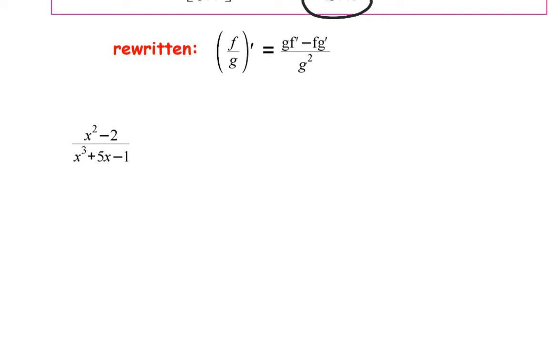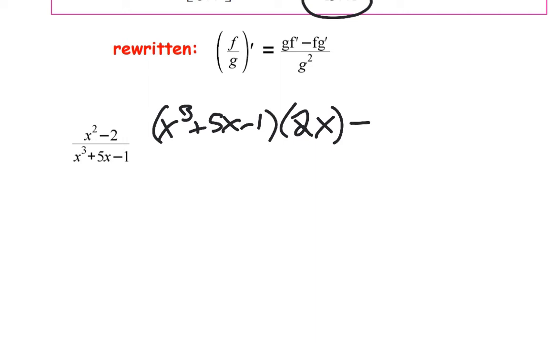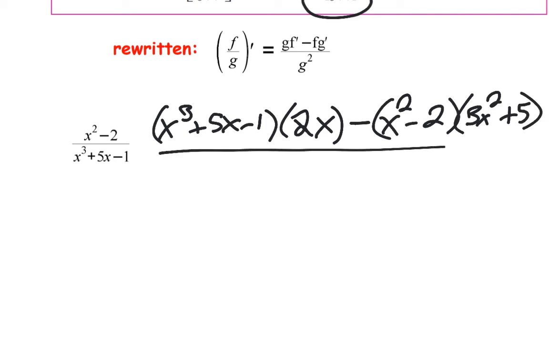So the denominator function times the derivative of the numerator function minus the numerator function times the derivative of the denominator function all over the denominator function squared.